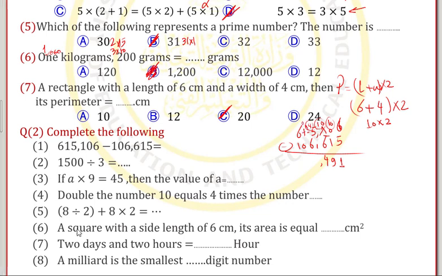1 going to be 0 and 4 will be 14. 14 minus 6 gonna be 8. 0 minus 0 gonna be 0. 6 minus 1 gonna be 5. So the answer is 508,491. Question number 2. 1500 divided by 3.